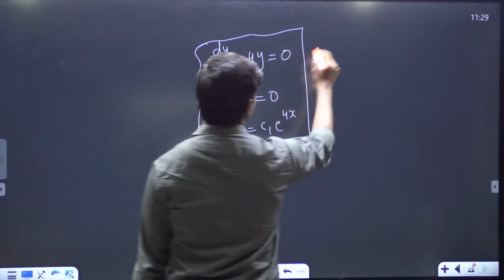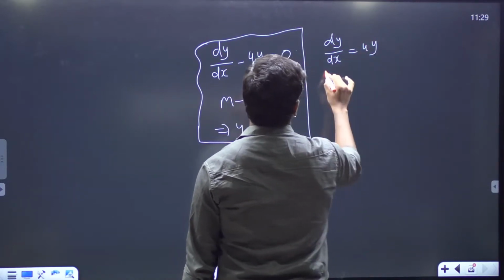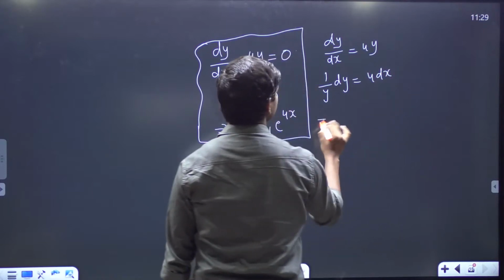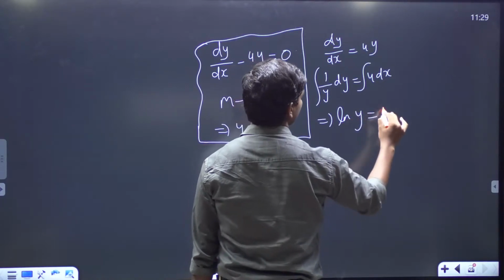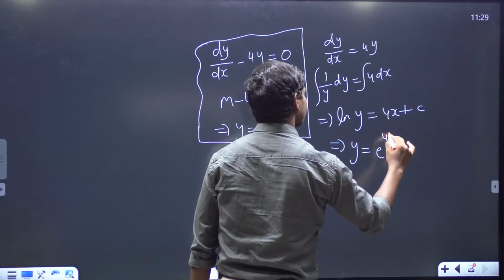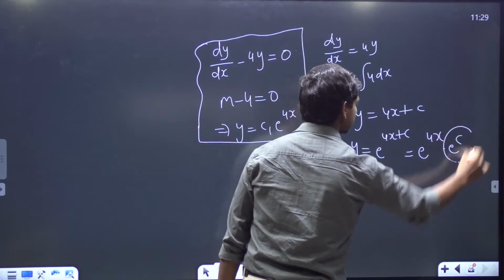Basically, if you solve this equation, you will get the same thing. See, dy by dx is equal to 4y. So 1 by y into dy is equal to 4 dx. If you integrate both sides, it will give you log y is equal to 4x plus constant. So y is equal to e power (4x plus c), which can be written as e power 4x into e power constant. This is again a constant.